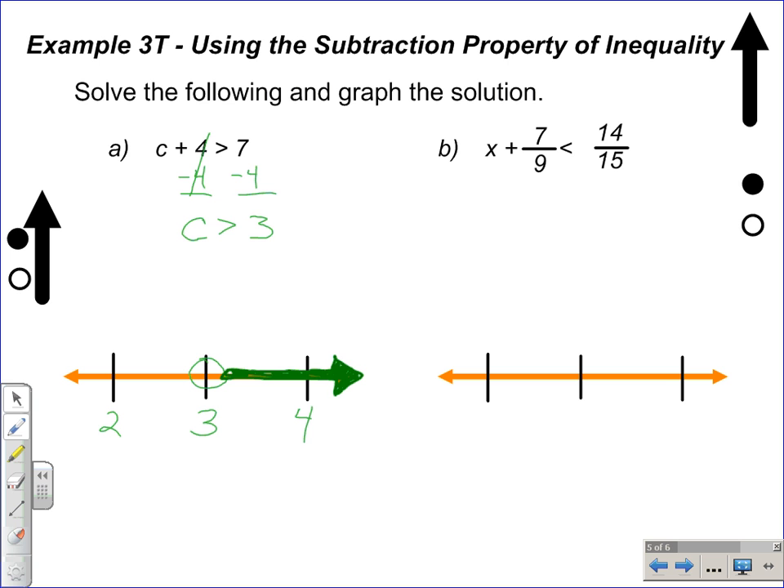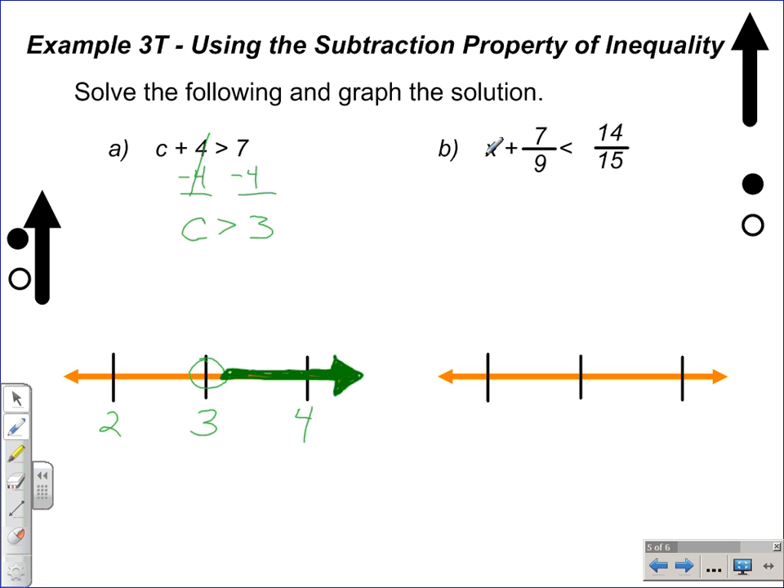And you can test your answer, if you'd like, by taking one of the numbers on the shaded side, like 4, and putting it in for c: 4 greater than 3. If it's true, then you solved the problem correctly, and if it's false, you solved the problem incorrectly.